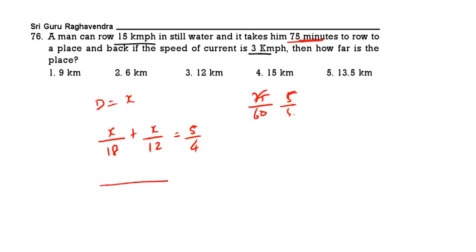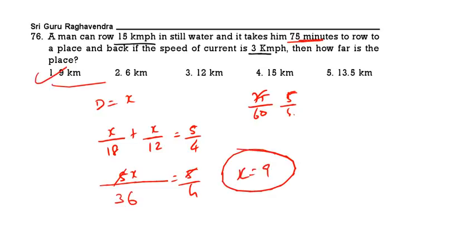Now do the calculation. The LCM is 36. 18 to become 36, 2 times. 12 to become 36, 3 times. So it will be 5x by 36 is equal to 5 by 4. x is equal to 9. The distance is 9 kilometers.